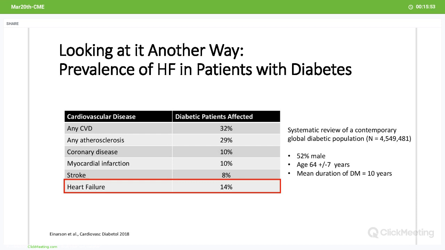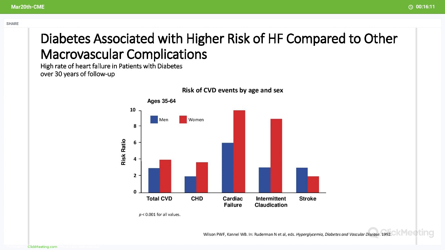But heart failure is more prevalent than stroke, myocardial infarction, or background coronary disease. John Howlett, who I guess was here not too long ago, is a close colleague of mine. He likes to say that heart failure is actually the most common macrovascular complication of diabetes. And this is one of the slides that we had crafted in our work in the guidelines committee.